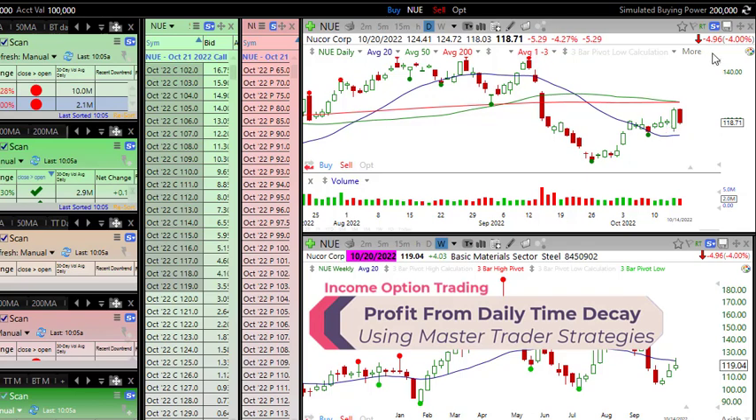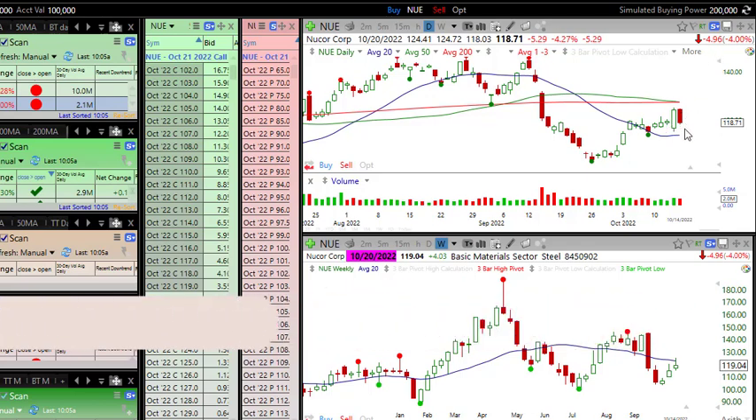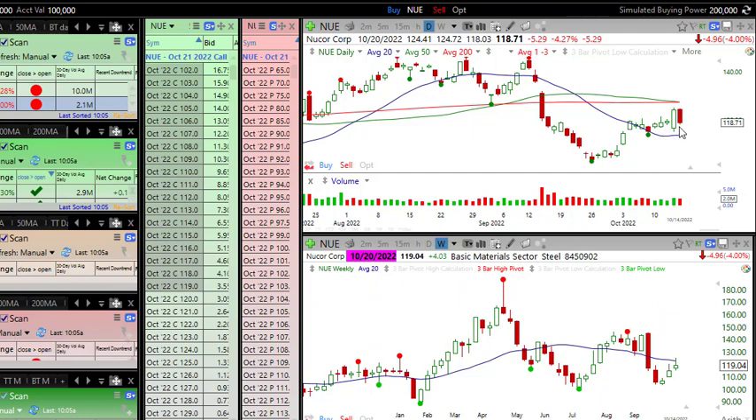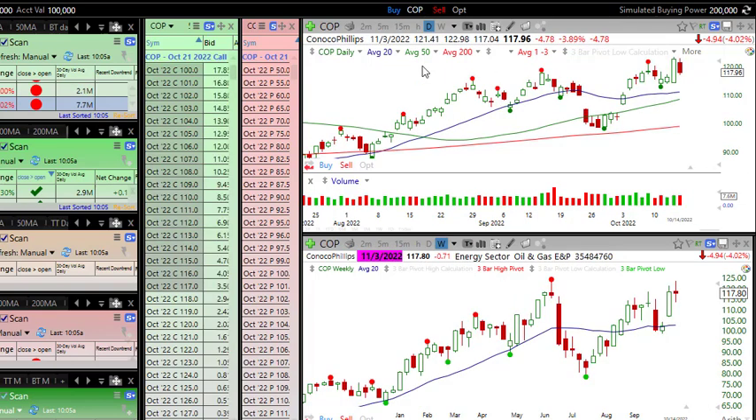So this actually would be a good candidate, if it took out the highs, to sell an out-of-the-money put spread under Thursday's low. Then you take that money into your brokerage account, it's yours to keep as long as the stock expires above that short strike price at expiration.